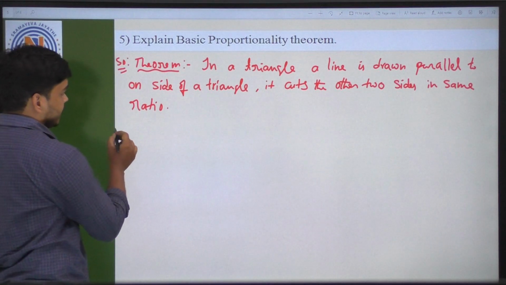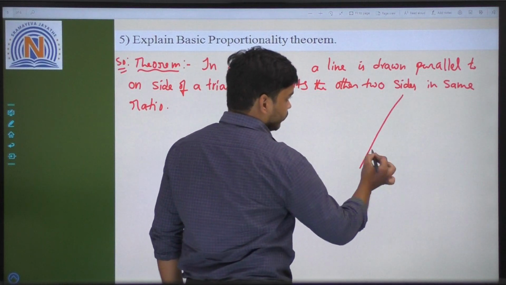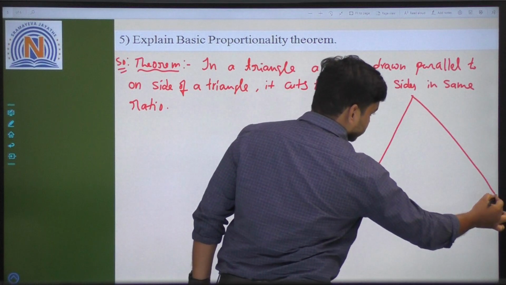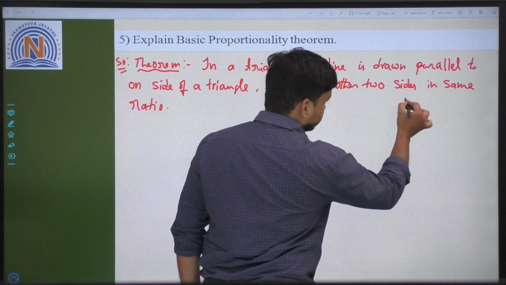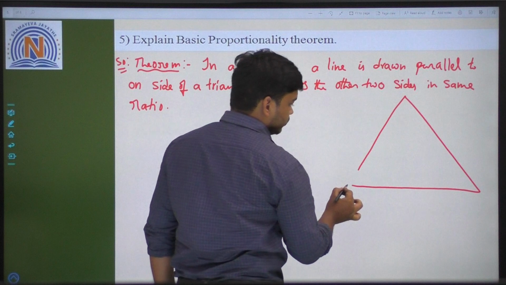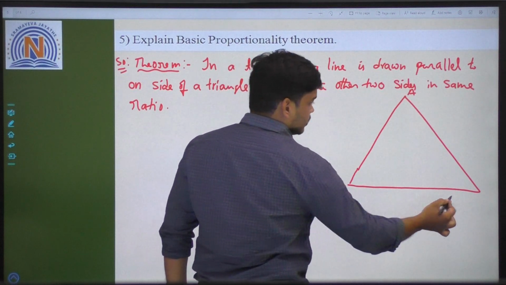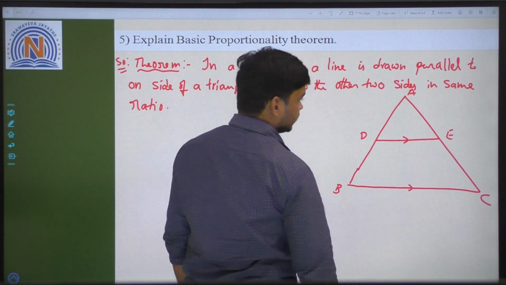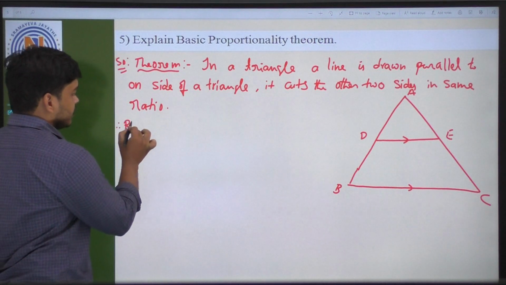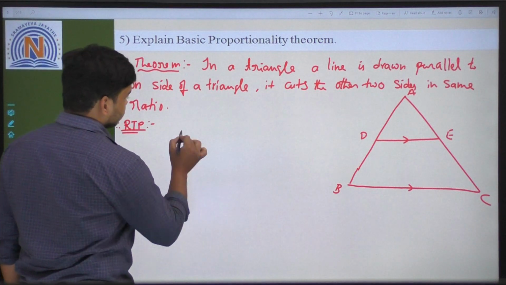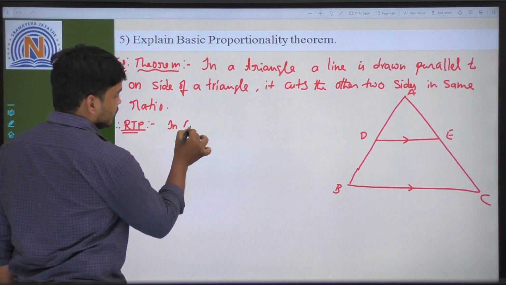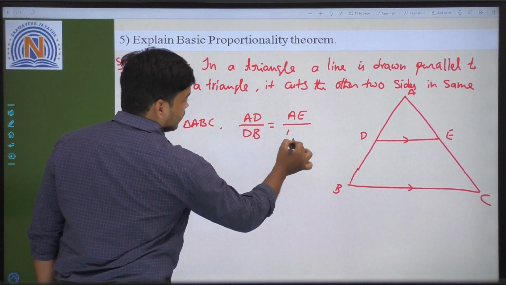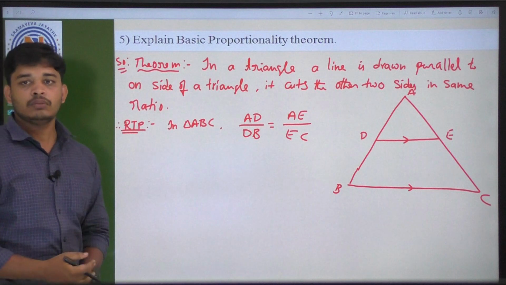So let it be, we are taking a triangle ABC, right? If I draw DE parallel to BC, then what we are proving, required to prove, is that in triangle ABC, AD by DB is equal to AE by EC.